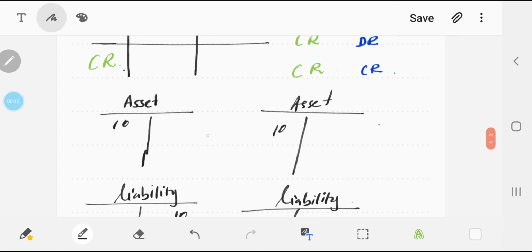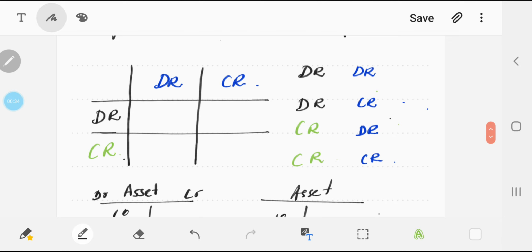You have an asset account. Assets usually have a debit balance. And if you are going to increase your assets, you debit. Therefore, the debit balance of the asset increases.